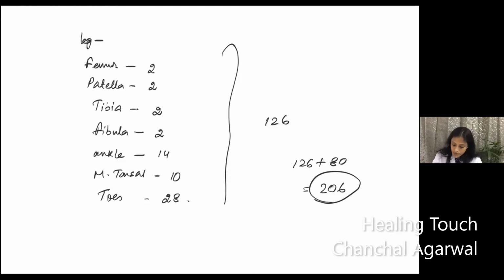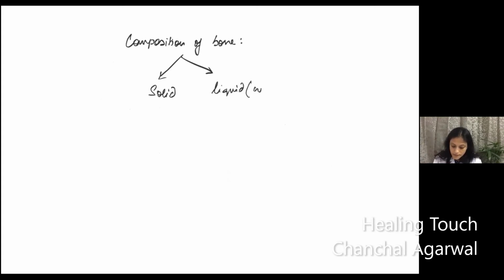Now, another important thing we need to understand is the composition of bone, how these bones are composed. So always remember, when we talk about composition, very commonly we see that one is the solid part and one is the liquid part. Here the liquid part is water. Solid part and liquid part, that is water.